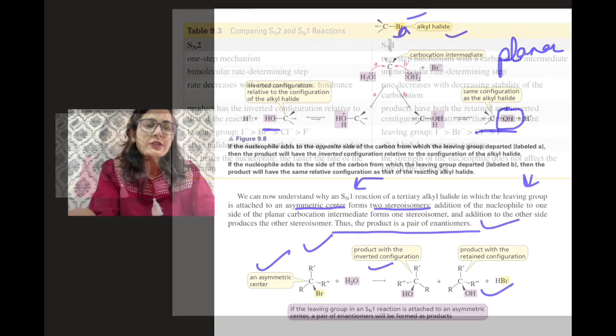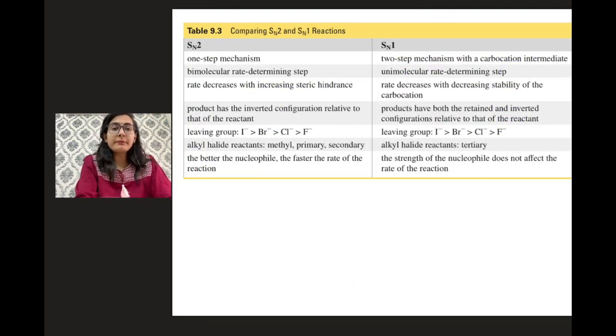Let's move onwards. Now we will do a little bit of comparison between the SN1 and the SN2 reaction. So first we had seen the SN2 reaction. The name is SN2, substitution nucleophilic bimolecular. Bimolecular means that the rate determining step has two species involved.